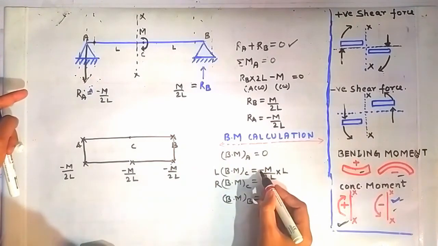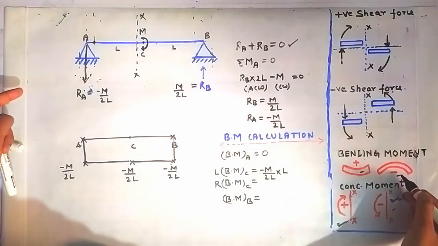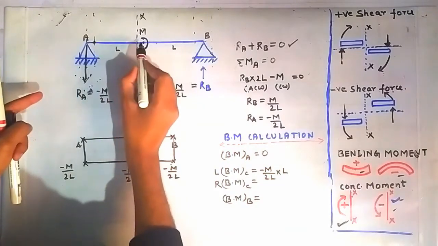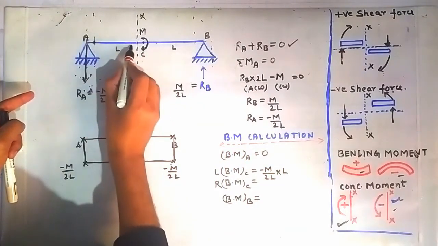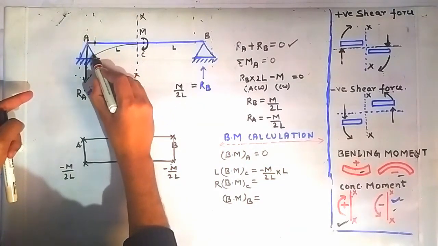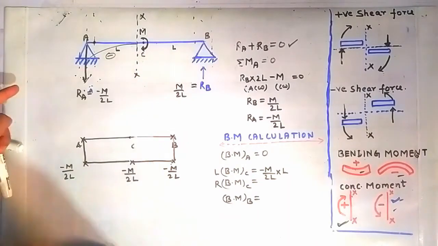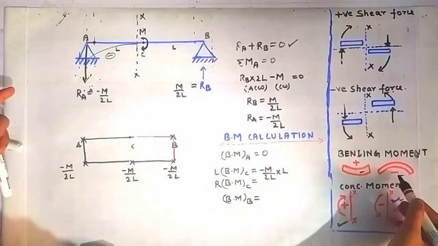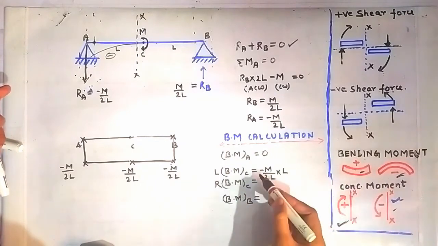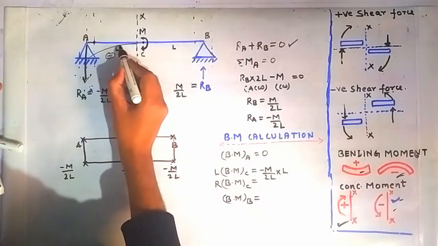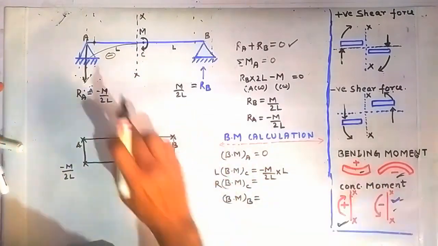Okay, and the minus sign is taken because it is creating a hogging bending moment. Why? Because this force is trying to bend this beam element AC in this direction, like this, creating a negative bending moment that is hogging in nature. That's why it is taken as negative. That is concavity down. Concavity down.